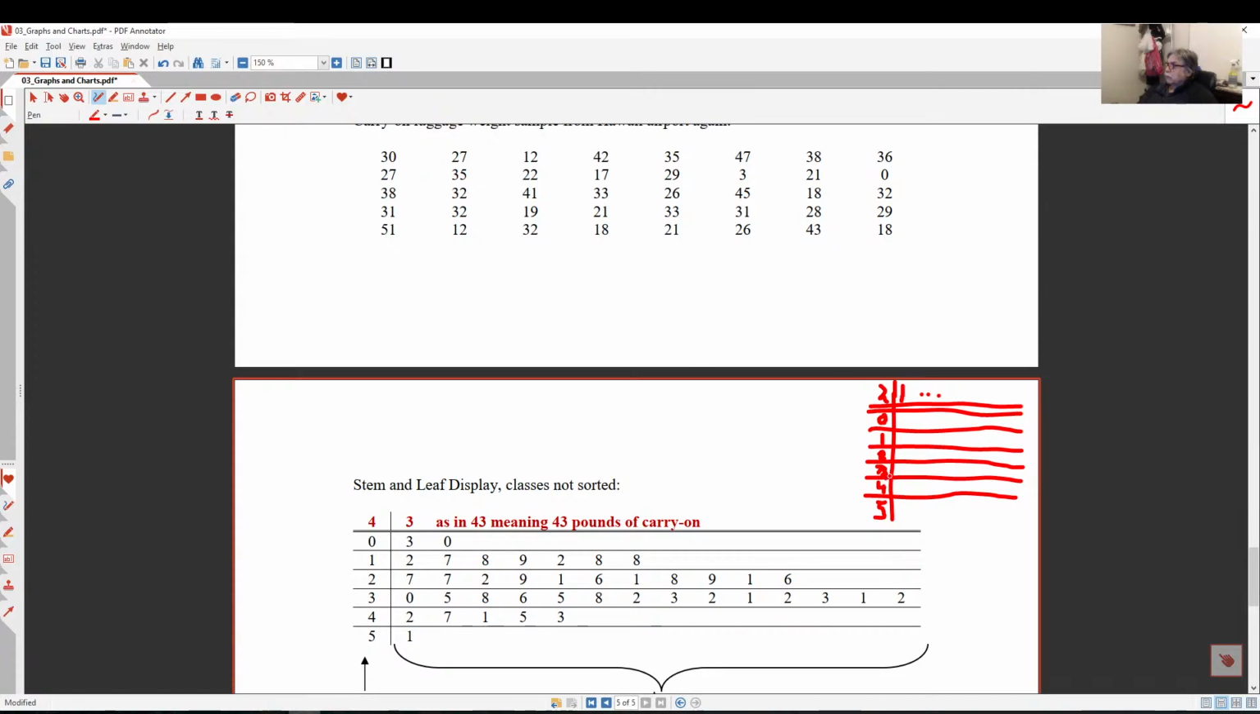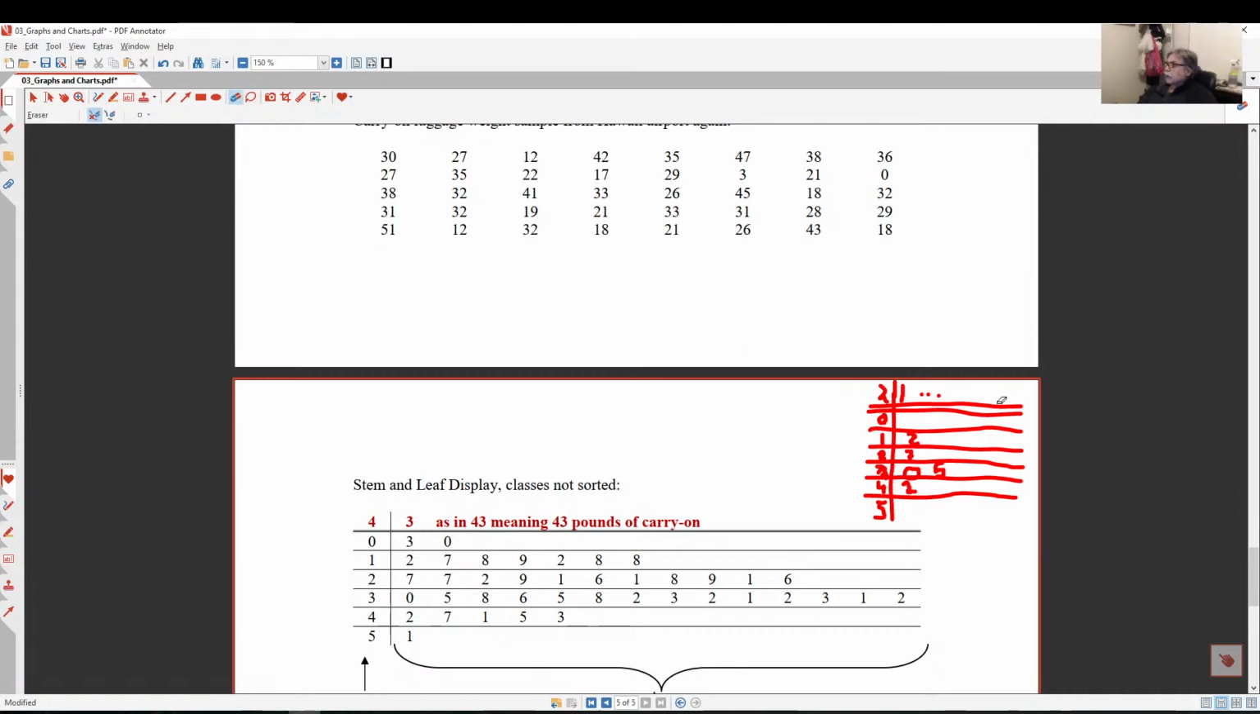And you start 30, 30, 27, 27, ought to be a line. 12, 1, 2. 42, 2. 4, 2, right? 35, now next alignment is gonna be a determine. So the 5 would go here, and every second item in other classes would go in the same alignment.